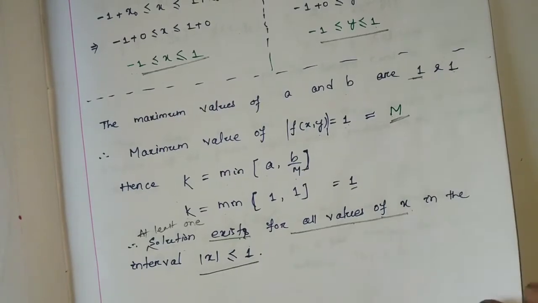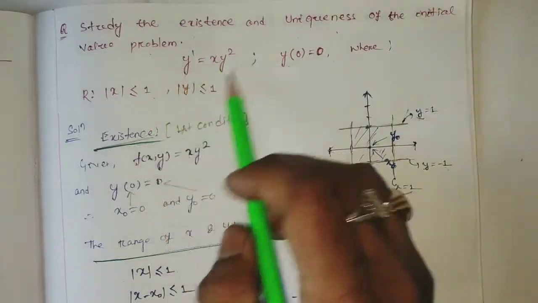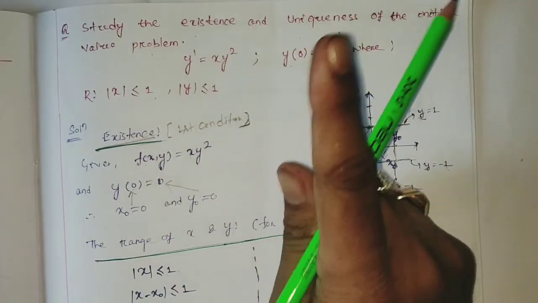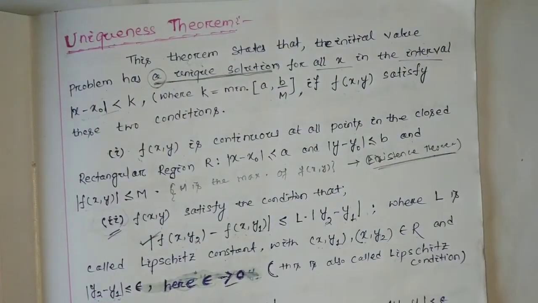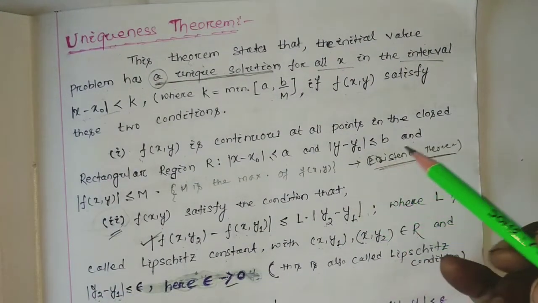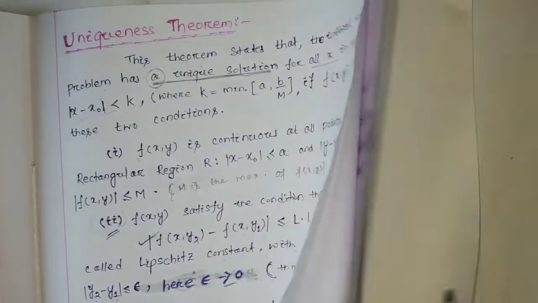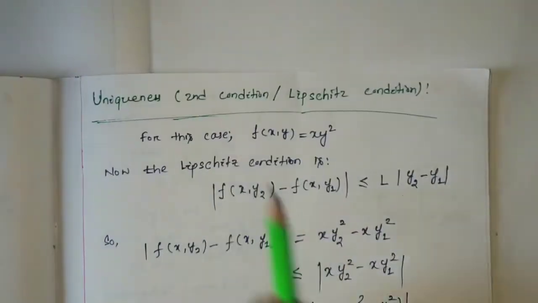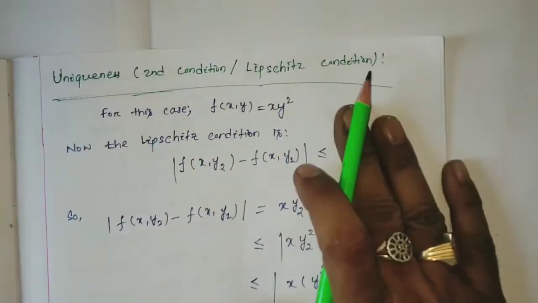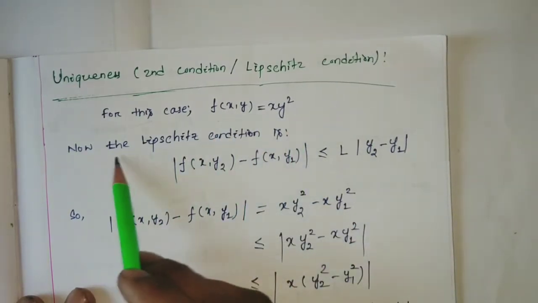But by the uniqueness theorem we have to prove whether this initial value problem has a unique solution or not, right? So to justify the uniqueness theorem, we have to check that this condition and this condition are satisfied. The first condition has already been satisfied, and the second condition is the Lipschitz condition that we are going to check. For this case f(x,y) = xy² is given. Now we have to consider the Lipschitz condition.